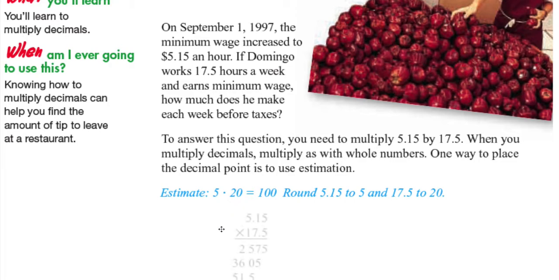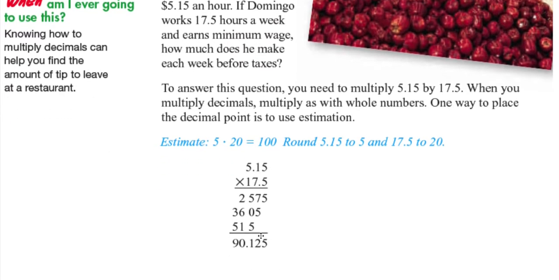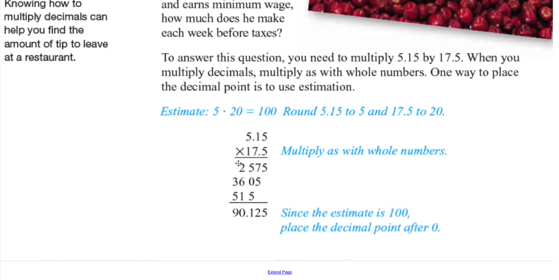So let's start: 5.15 times 17.5. Multiply them as if they're whole numbers. Why do we get 90125? Because our estimate is 100, and if we only have 90125, the most logical answer would be putting the decimal after the 90 to get the product. And that's how you find the product of two decimals by using estimation.